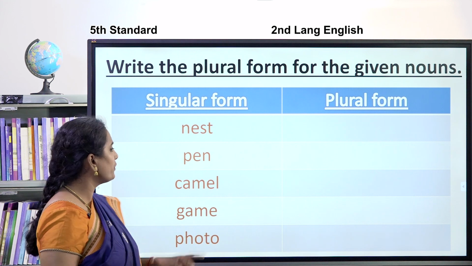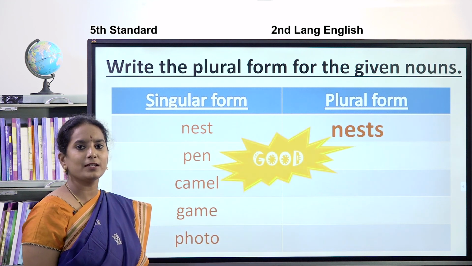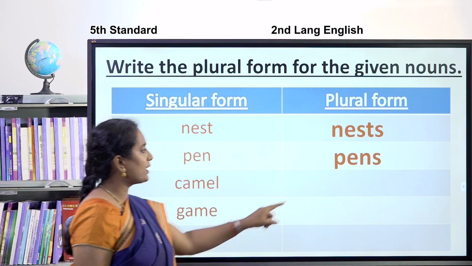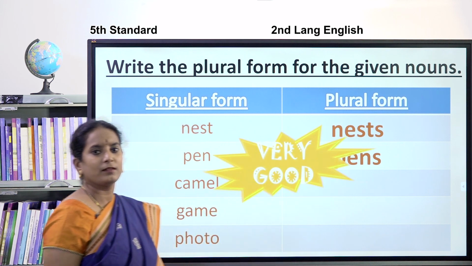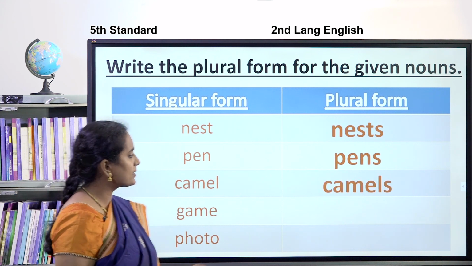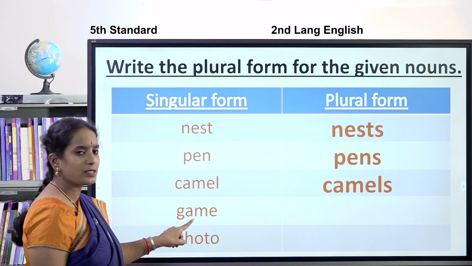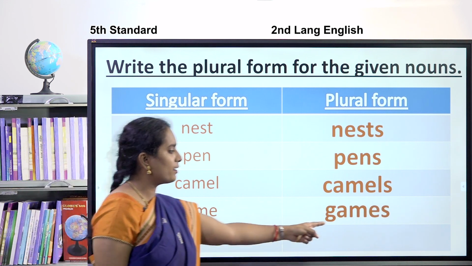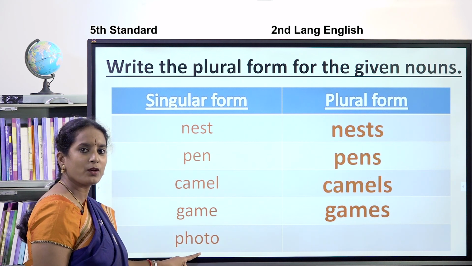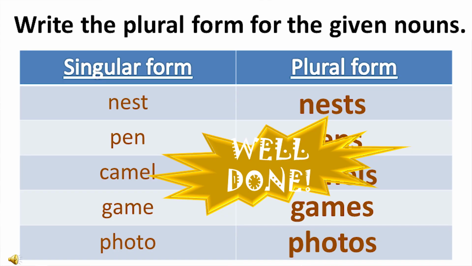Let's check the answers. The first word is nest. The answer is nests. Those who got the answer right, good. The next word is pen. What is the answer? Pens. Very good children. The next word is camel. What is the answer? Camels. Super. The next word is game. What is the answer? Games. Great. Last word is photo. What is the answer? Photos. Well done children. Very good.